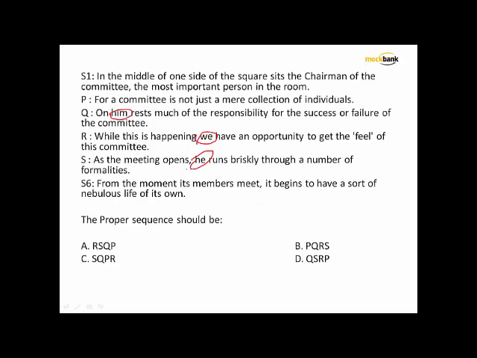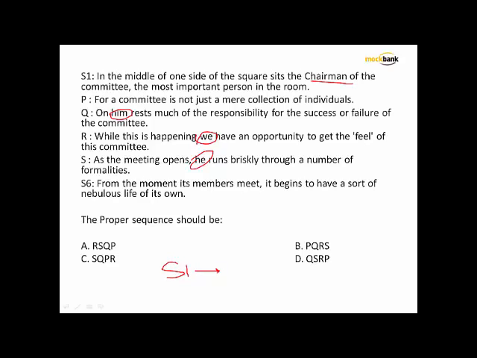So I have a pronoun he, I have a pronoun him. I am absolutely sure that these two pronouns are being used for chairman, right? That means my logical order would be S1, right?